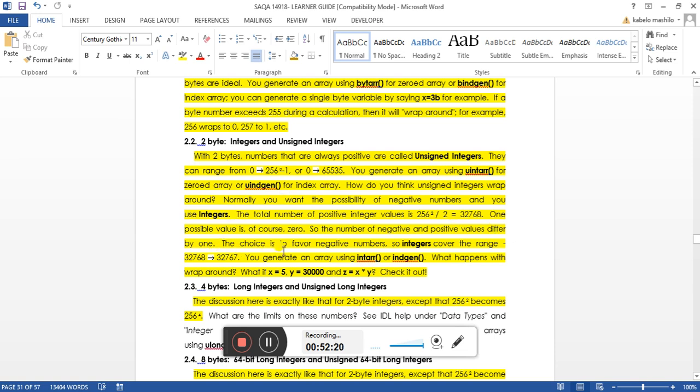The choice is to favor negative numbers, so integers cover the range minus 32,768 to 32,767. You generate an array using an int or an integer. What happens with the wrap around? If x is equal to 5, and x is equal to 30,000, and z and y and so forth, you can check it out.